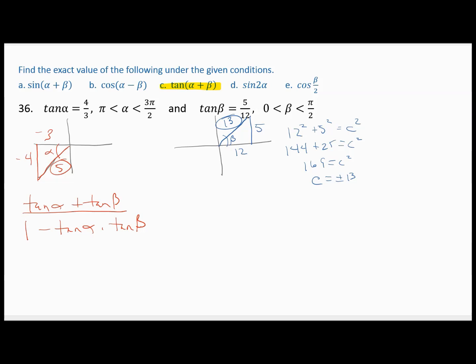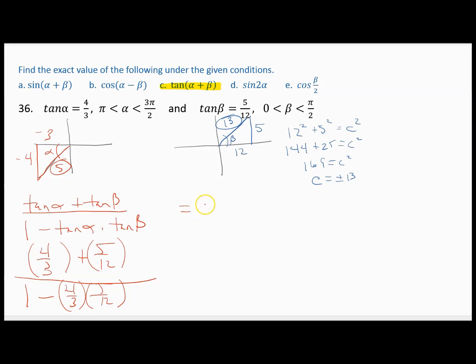So tangent of alpha we were given actually in the very beginning, that's 4/3, plus tangent of beta. So tangent was given also, that's 5/12. But now you should be able to look at your triangle and still come up with 5/12 because it's opposite over adjacent. So we're good. And then 1 minus tangent of alpha we've already looked at, that's 4/3 times tangent of beta, which is 5/12. Now we just simplify this expression.